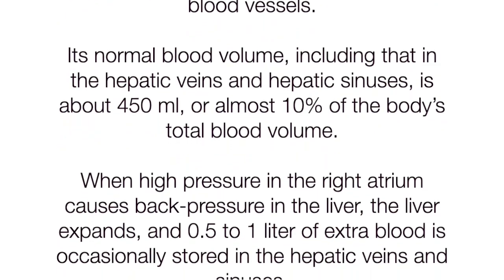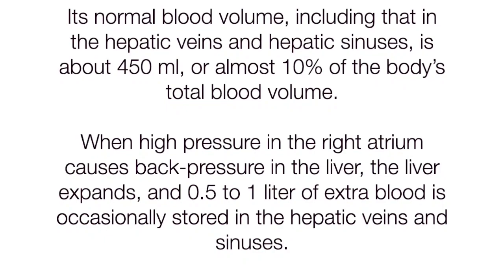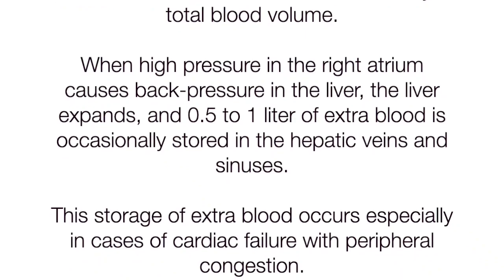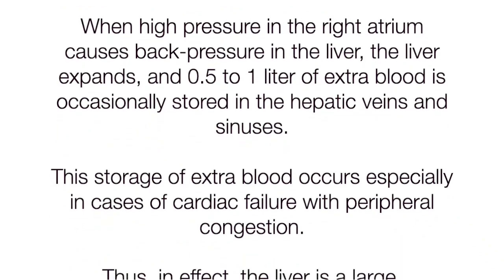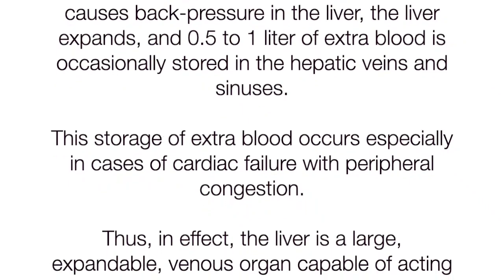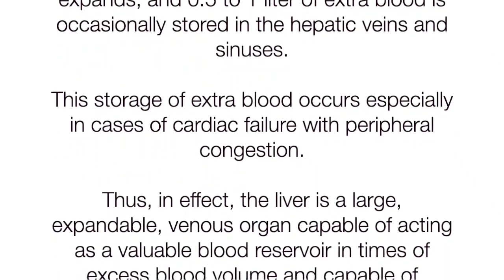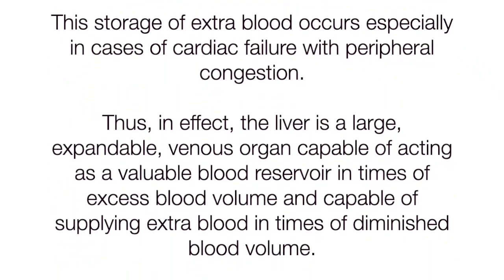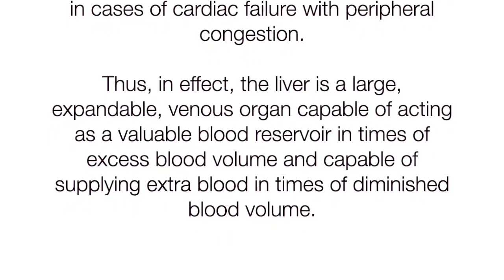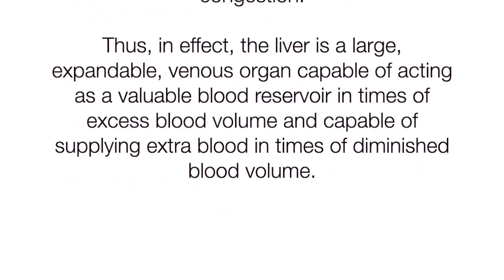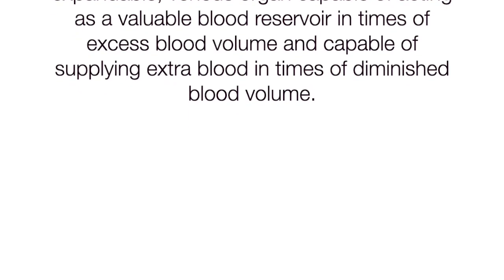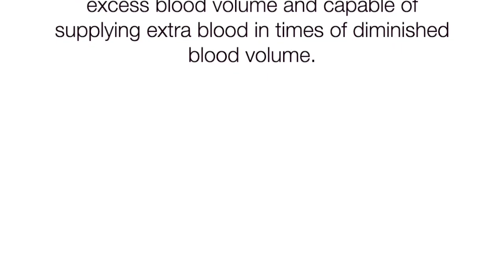When high pressure in the right atrium causes back pressure in the liver, the liver expands, and 0.5 to 1 liter of extra blood is occasionally stored in the hepatic veins and sinuses. This storage of extra blood occurs especially in cases of cardiac failure with peripheral congestion. Thus, in effect, the liver is a large, expandable venous organ capable of acting as a valuable blood reservoir in times of excess blood volume and capable of supplying extra blood in times of diminished blood volume.